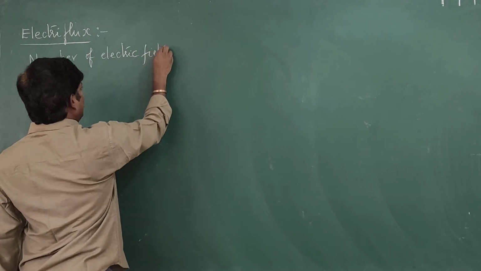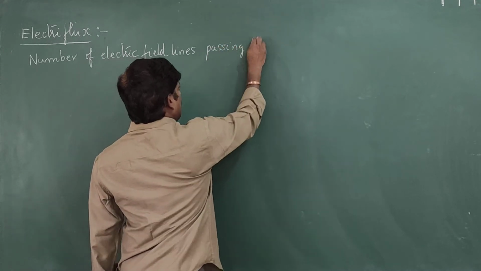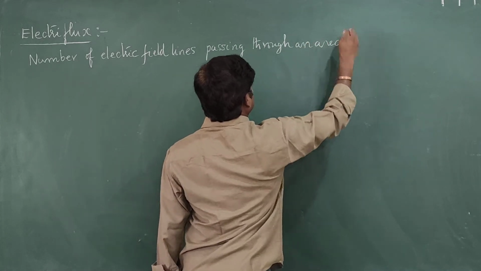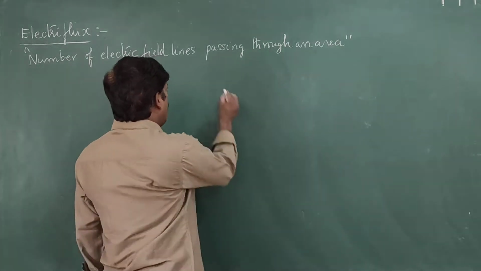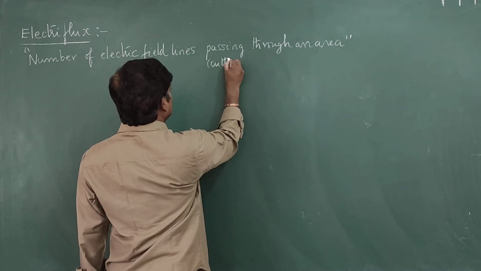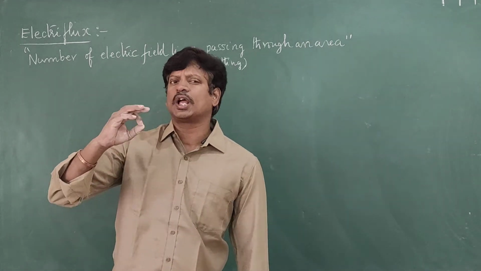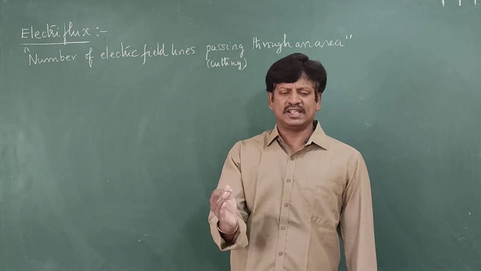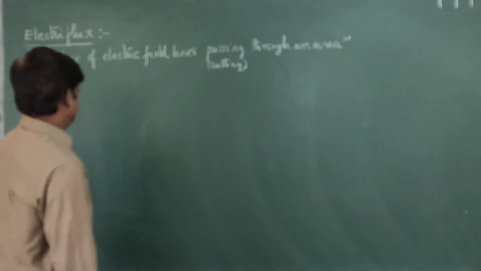passing through an area. Or, instead of passing, I can use the word cutting through an area. If electric field lines cut an area, then those lines are considered as electric flux. Let us see diagrammatically what this means.